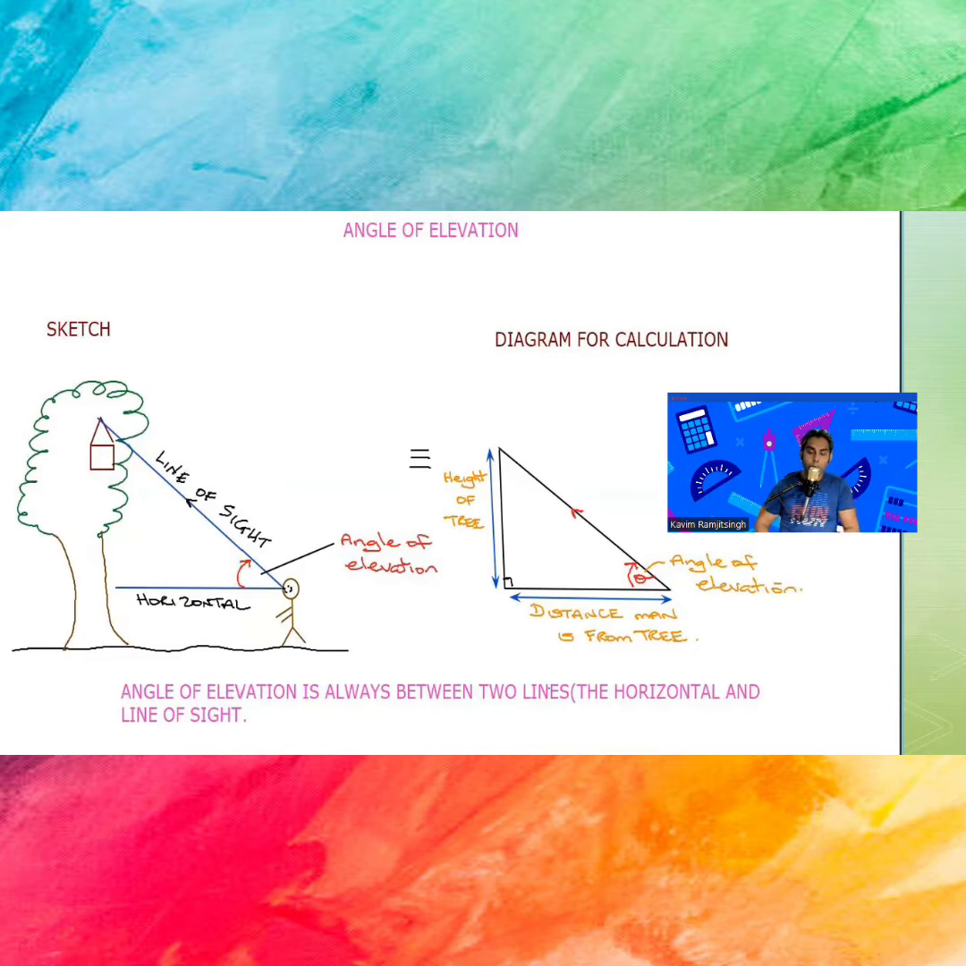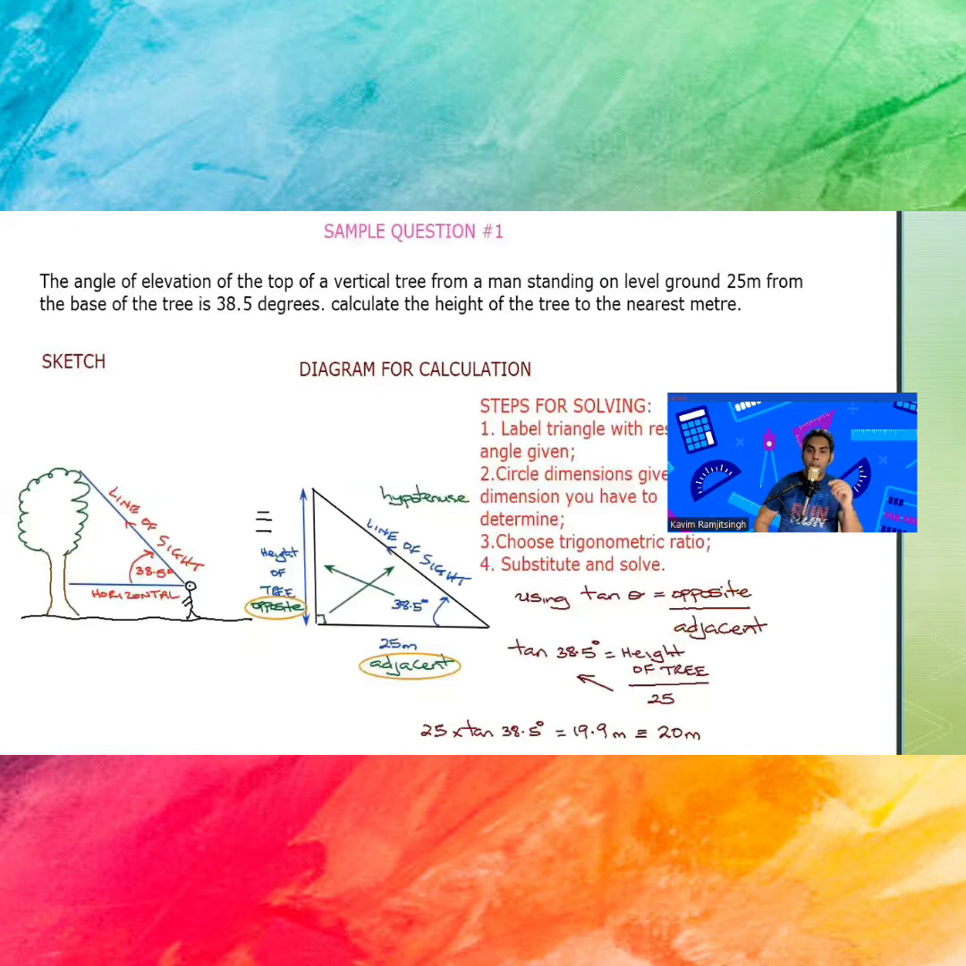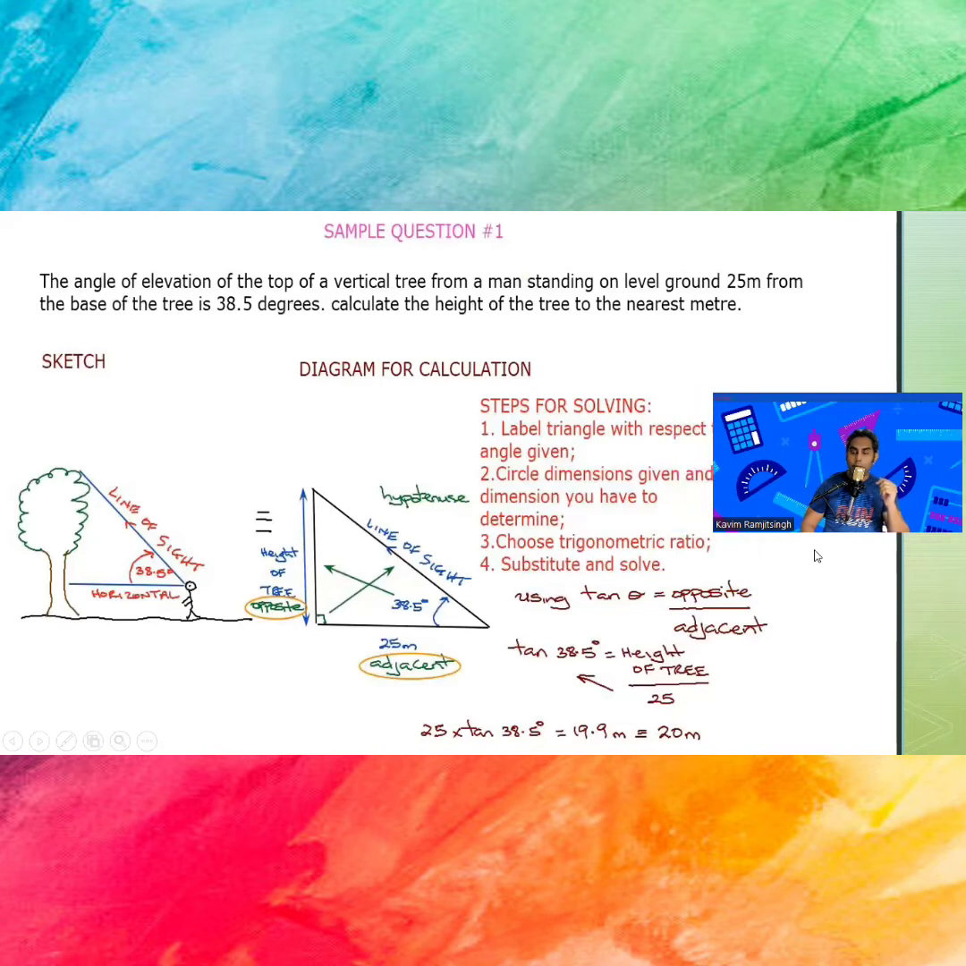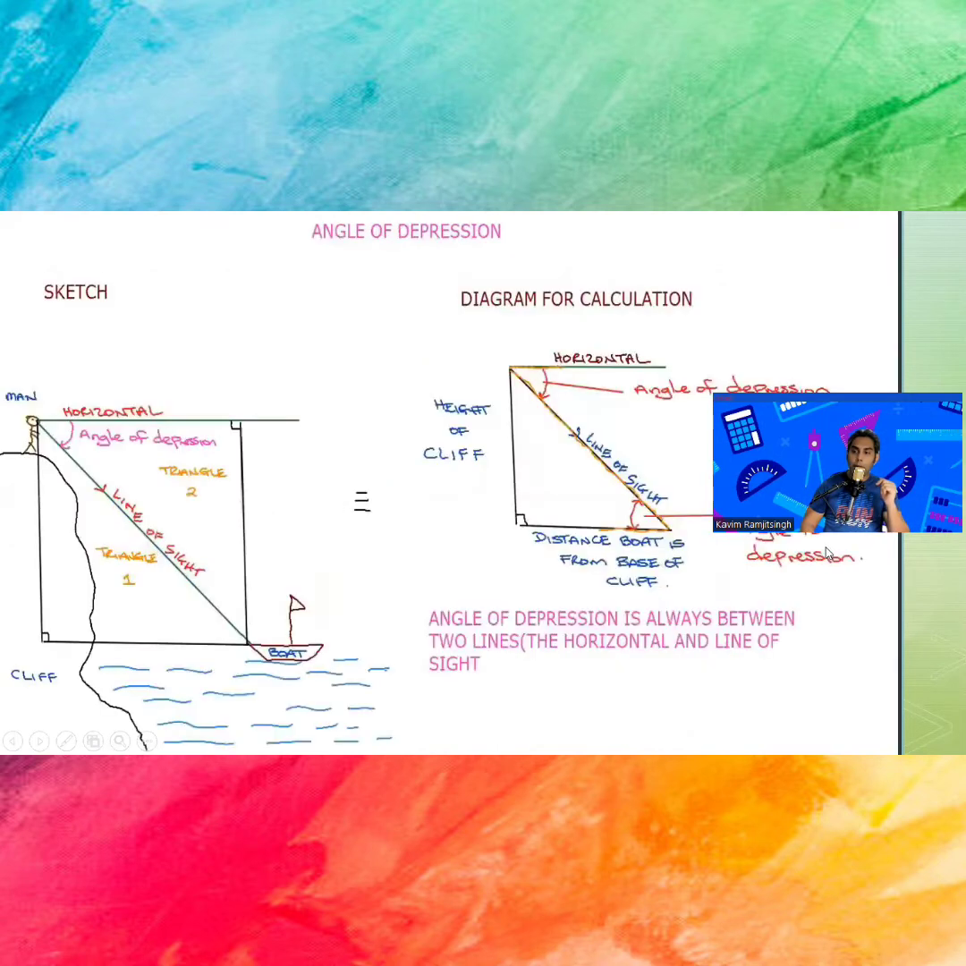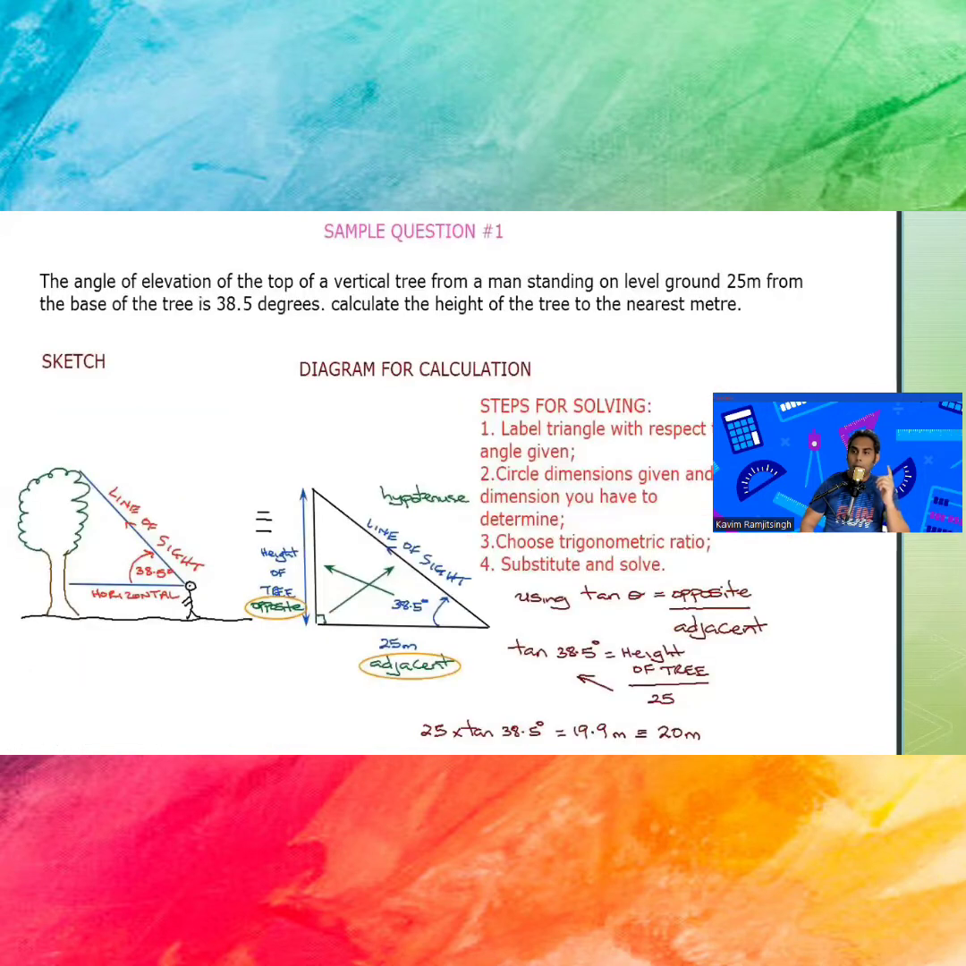So now what we're going to do is look at a question that will come in CSEC pertaining to this. The question is: the angle of elevation of the top of a vertical tree from a man standing on level ground 25 meters from the base of the tree is 38.5 degrees. Calculate the height of the tree to the nearest meter.